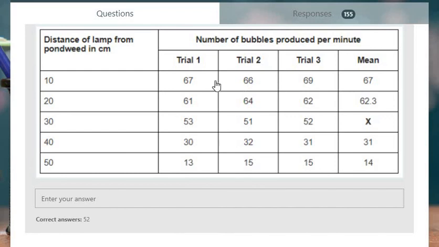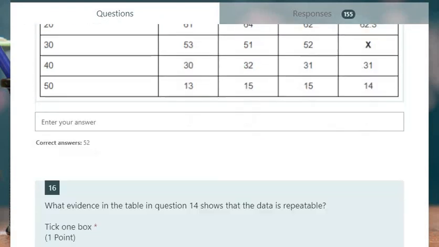If these were wildly different on each repeat, then there's something wrong with my method that isn't giving me repeatable data. So a good method should give you data that when you repeat it is similar, and the fact that these are similar, 66, 67, 69, very close, that tells me I've got a repeatable method there.